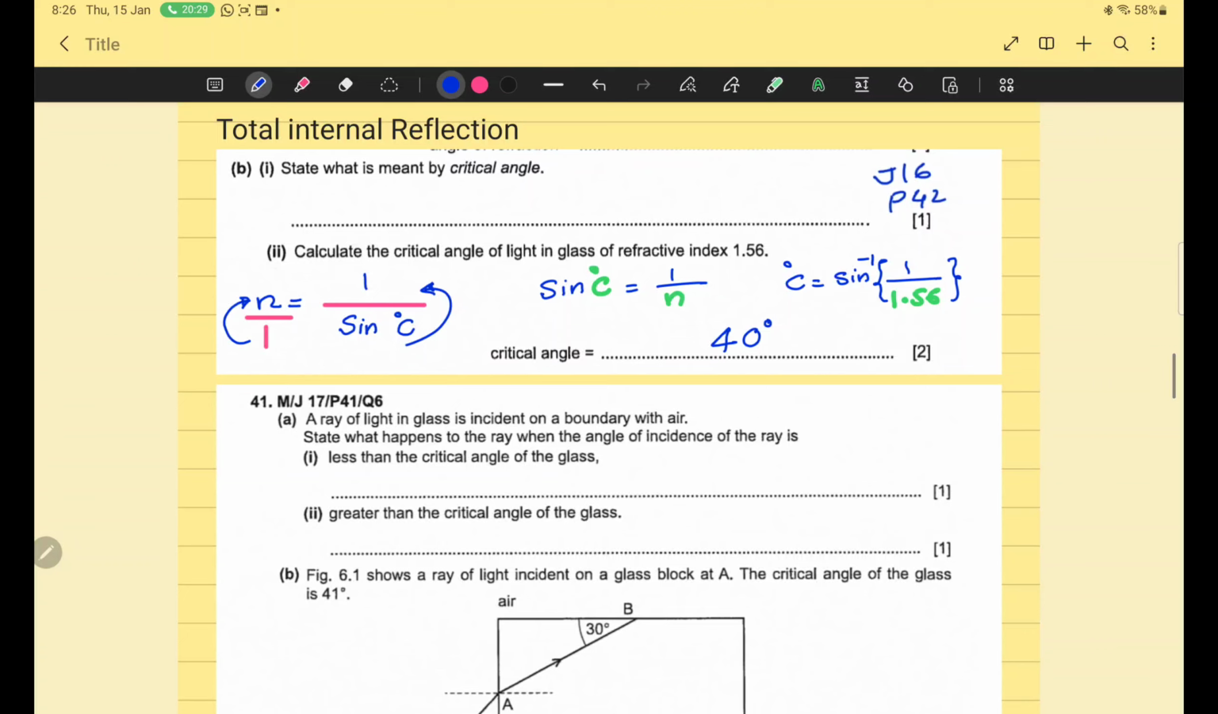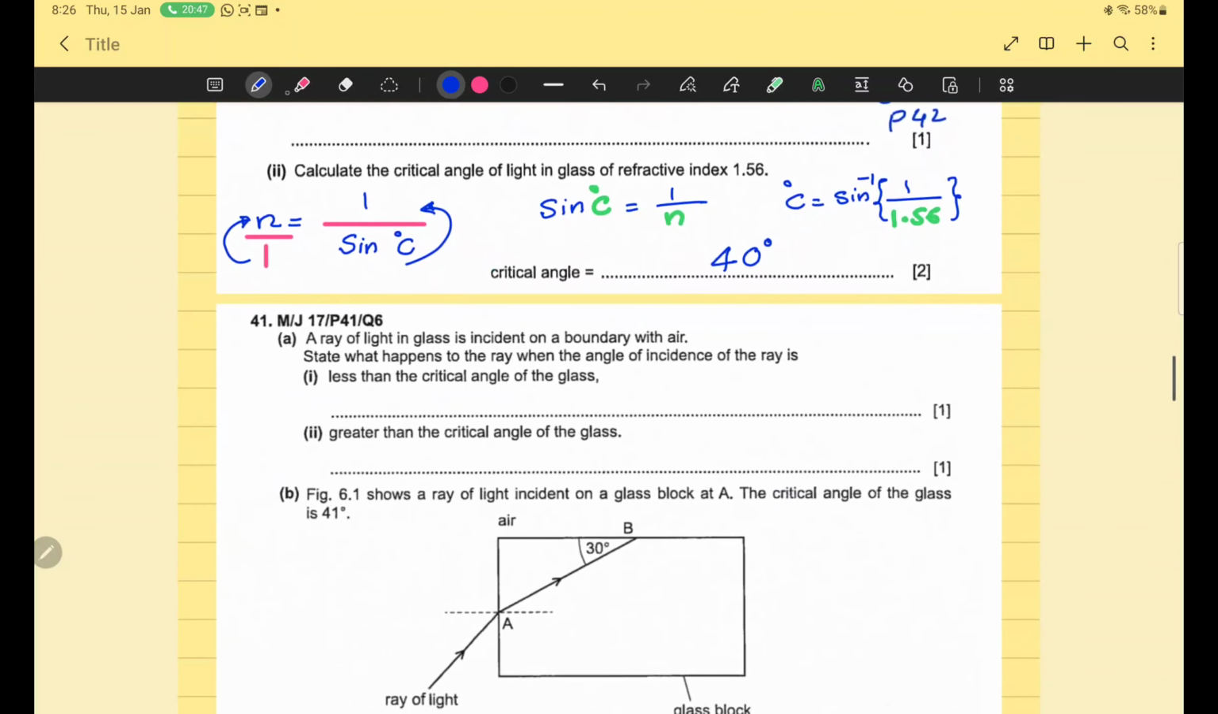This is a question from June 2016, paper 42. In this question, you are given the refractive index and you have to calculate the critical angle. Now I am solving the next question. The next question is a ray of light in glass, which means the lamp is inside the glass. The question is: if the angle I is less than the critical angle.